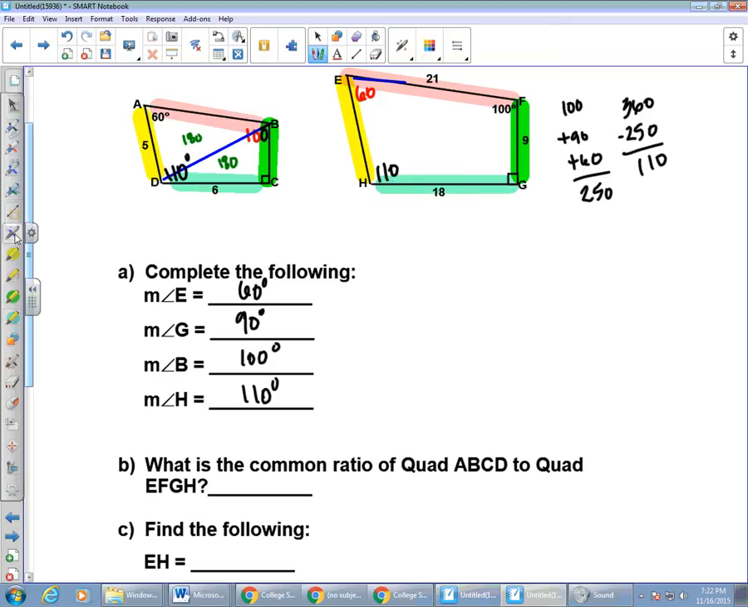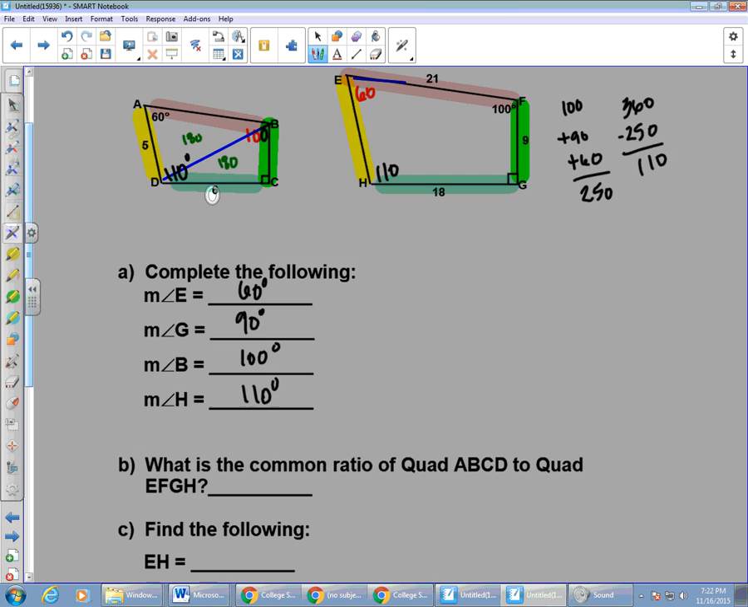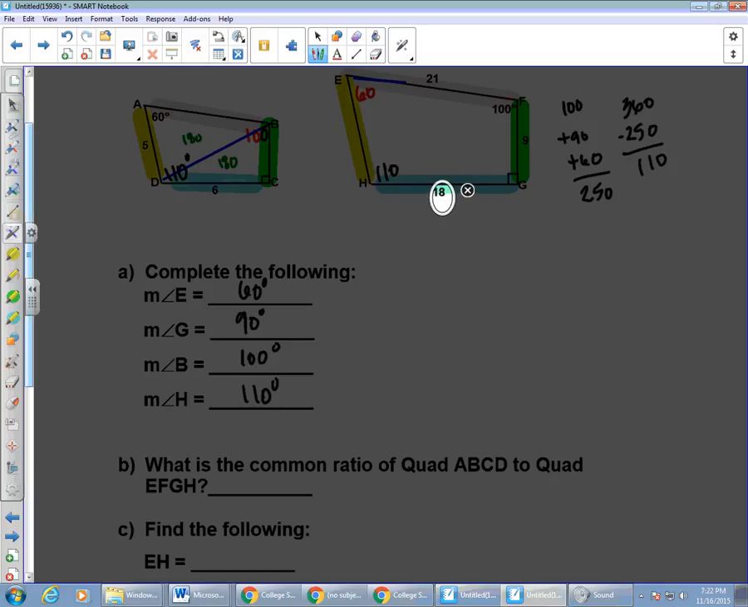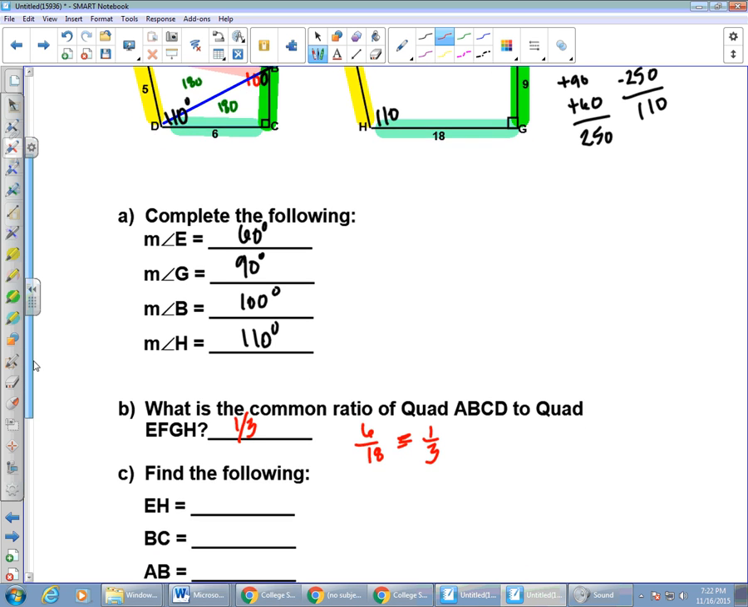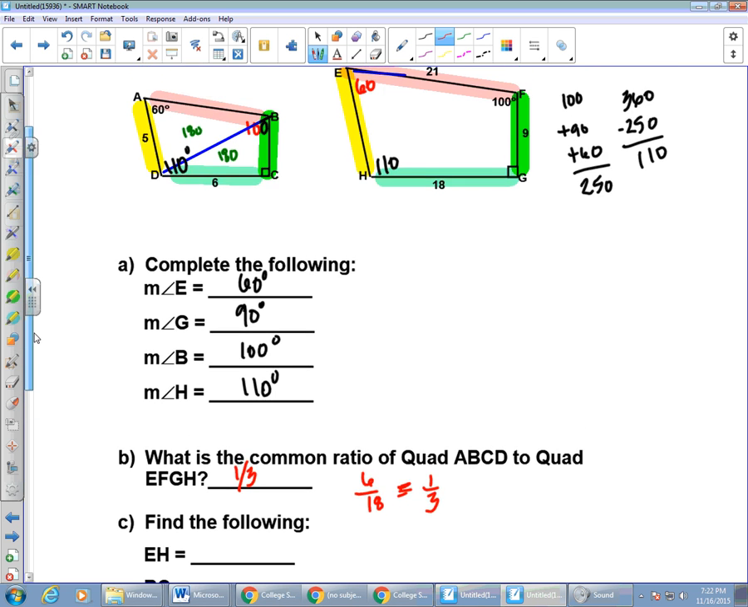When I look at this, I know that DC is 6, and I know that HG is 18. And so the common ratio of ABCD to EFGH will be 6 over 18, which is 1/3. And so the common ratio is 1/3. Now, if I switch it around and I say quadrilateral EFGH to quadrilateral ABCD, then it would be 3 over 1, or 3. Okay, so now I want to find the following. I want to find EH.